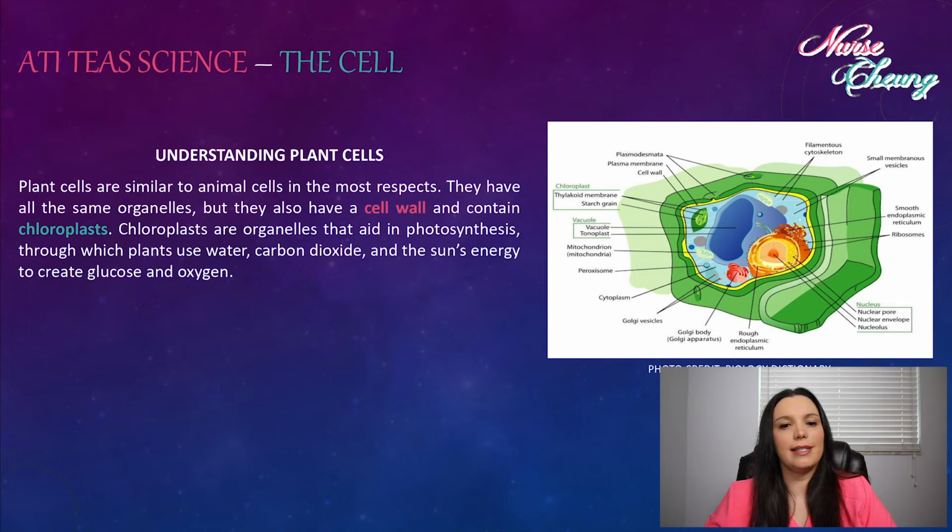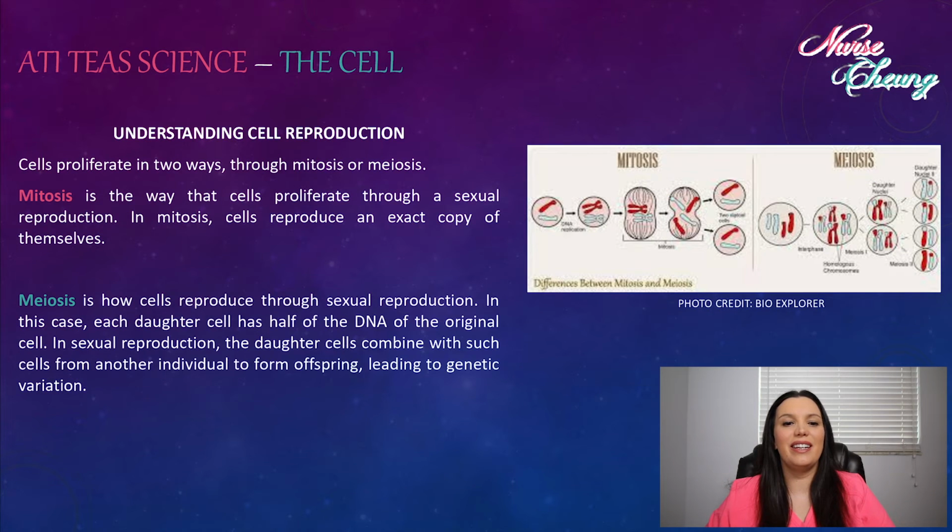Chloroplasts are organelles that aid in photosynthesis, through which plants use water, carbon dioxide, and the sun's energy to create glucose and oxygen. In understanding cell reproduction, we know that cells proliferate in one of two ways, through mitosis or meiosis. Mitosis is the way that the cells proliferate through sexual reproduction.